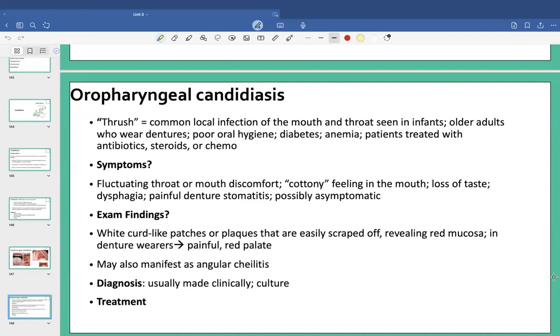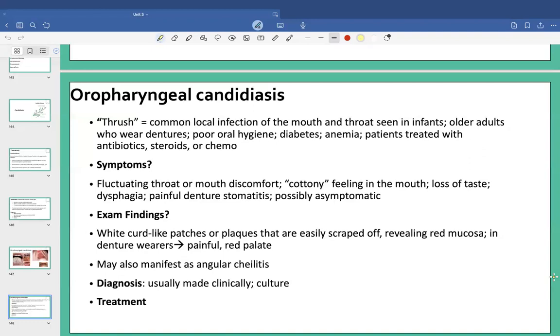What are our exam findings? These patients may have white curd-like patches or plaques that are easily scraped off. You can use a tongue depressor and scrape it off. You don't have to be able to get it all, but if you do see some of it move, you need to think candidiasis versus something like a leukoplakia, which is stuck on. When you scrape that off, usually there's a red base. In denture wearers, it might be a painful red palate.